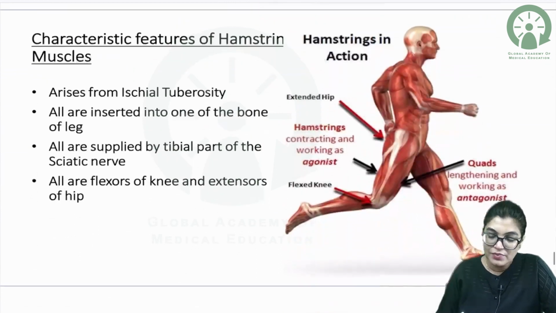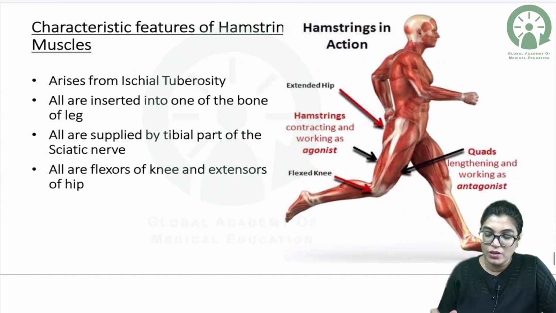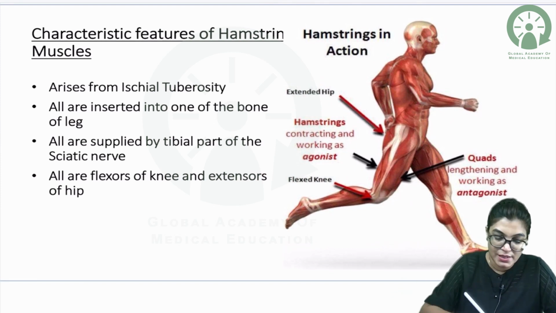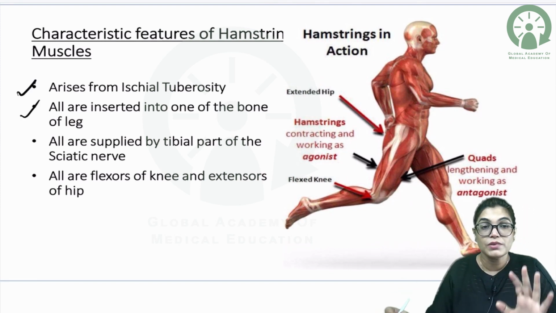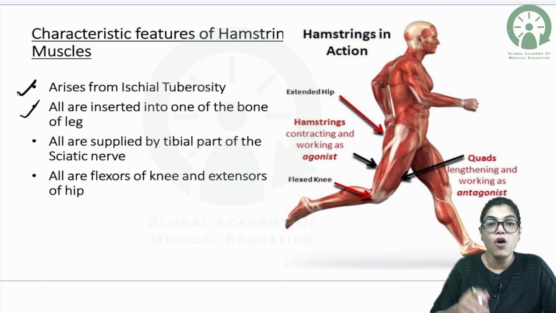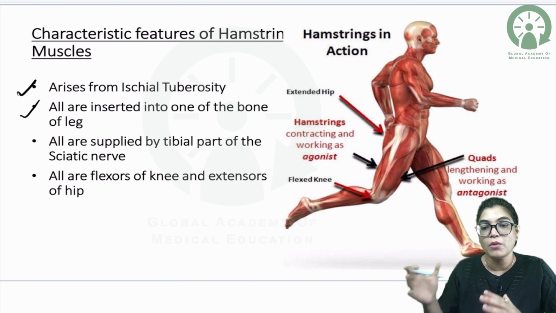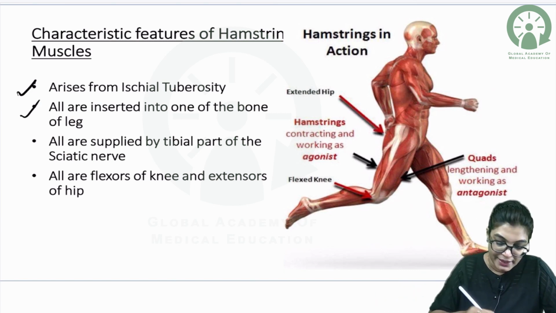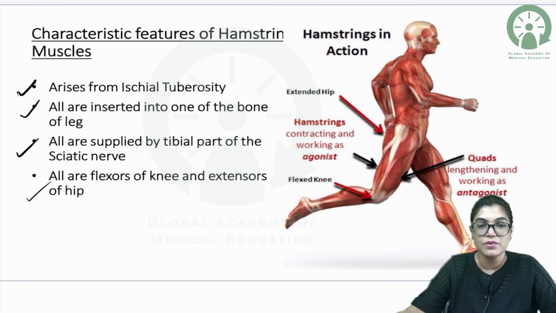Now, the common features of hamstring muscles are the following. They arise from the ischial tuberosity. They insert on one of the bones of the lower leg, either tibia or fibula. All are supplied by a common nerve supply, that is the tibial part of the sciatic nerve. All are the flexors of the knee and extensors of the hip. All the muscles together are called the flexors of the knee and extensors of the hip.